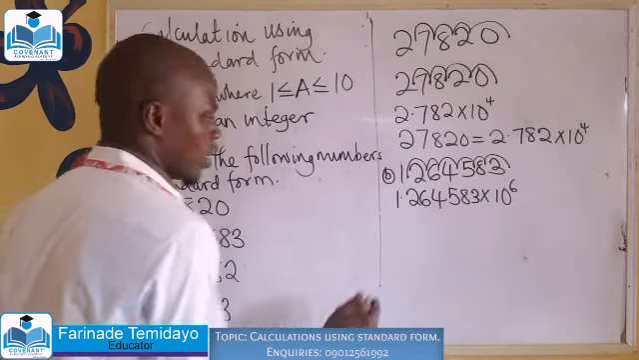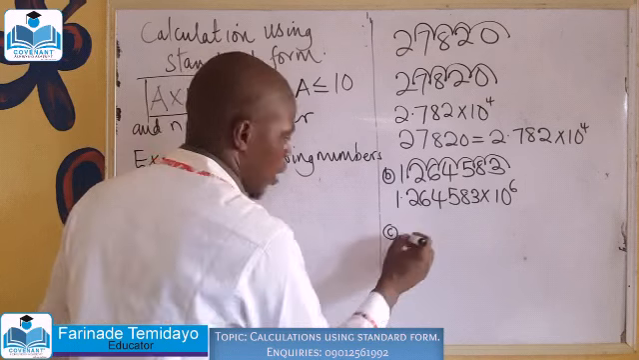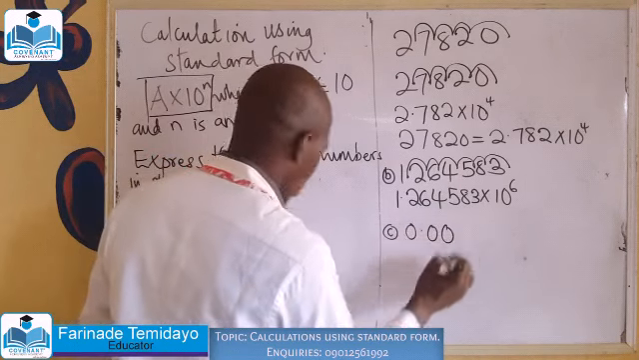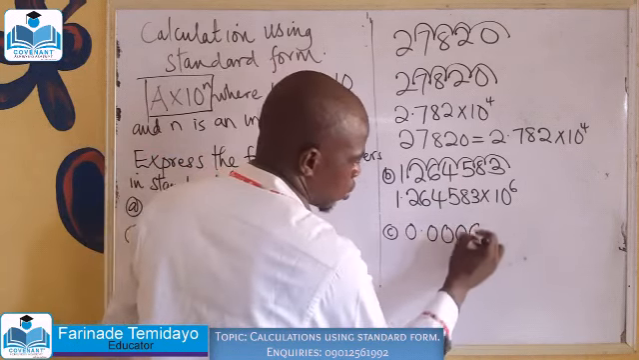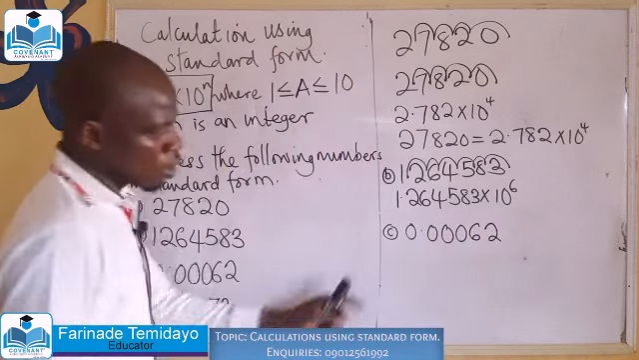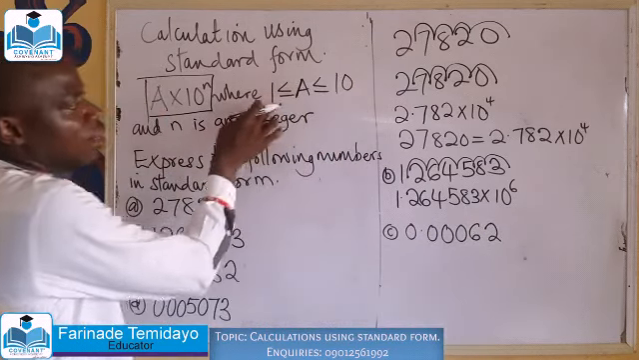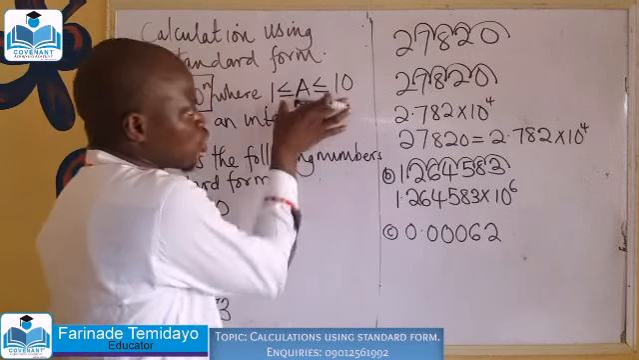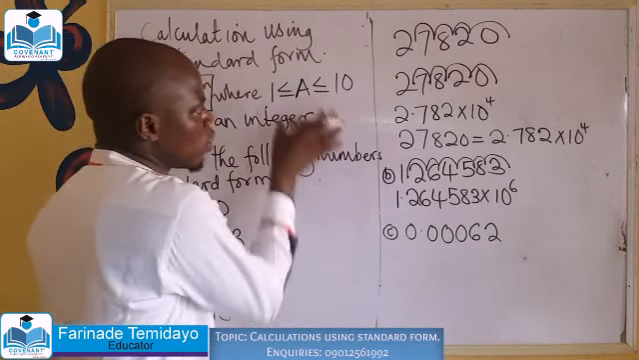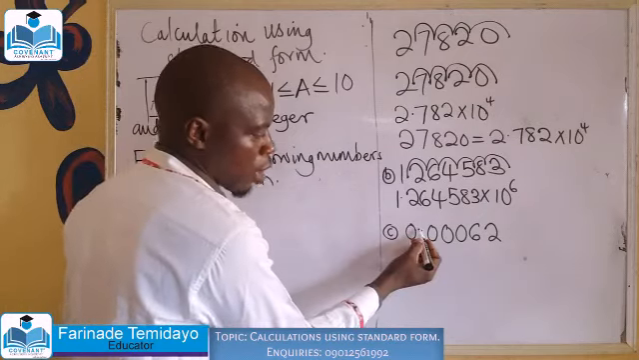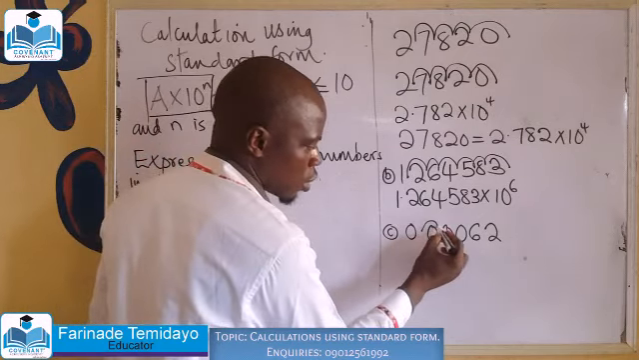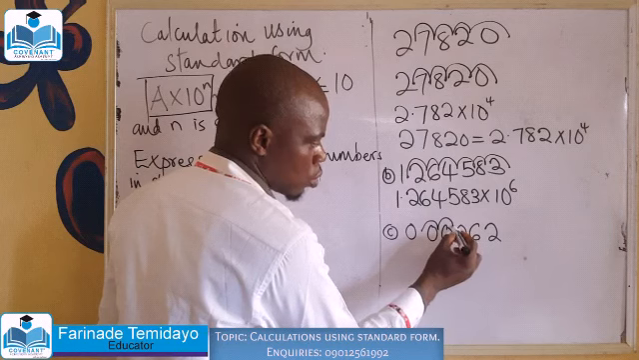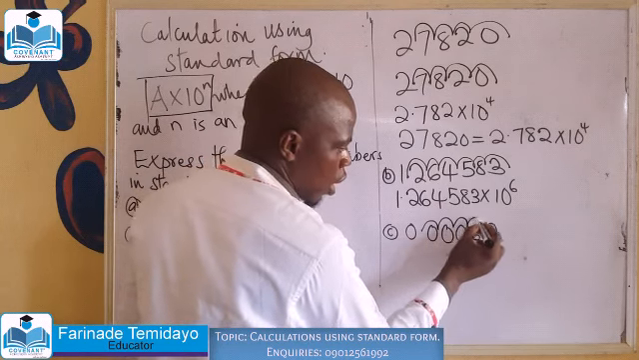Now the next number is number C. We have 0.00062. Looking at this, it is far less than 1. This number is lesser than 1, so it has to be within this range. For it to be within this range, what will you do? You have the decimal point, so you have to move the decimal point 1, 2, 3, and 4.